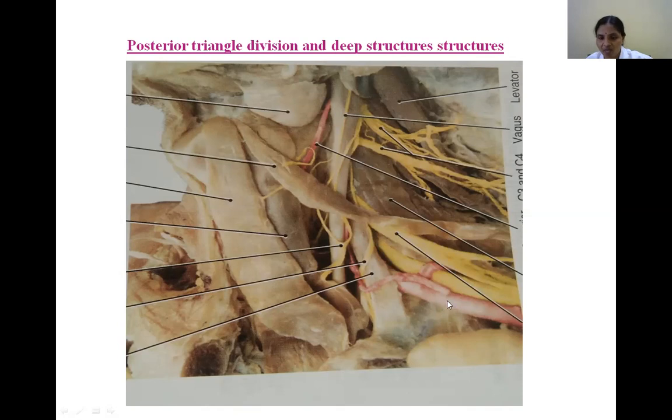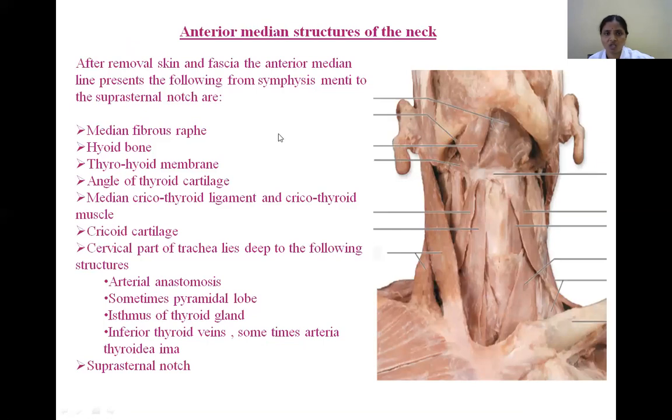And in front and below this artery, the third part of the subclavian artery, what is this vein? Subclavian vein. So where the internal jugular vein and subclavian vein join, they form the brachiocephalic vein. So these are the structures present in the posterior triangle. Now, as I told, the anterior median structures of the neck.